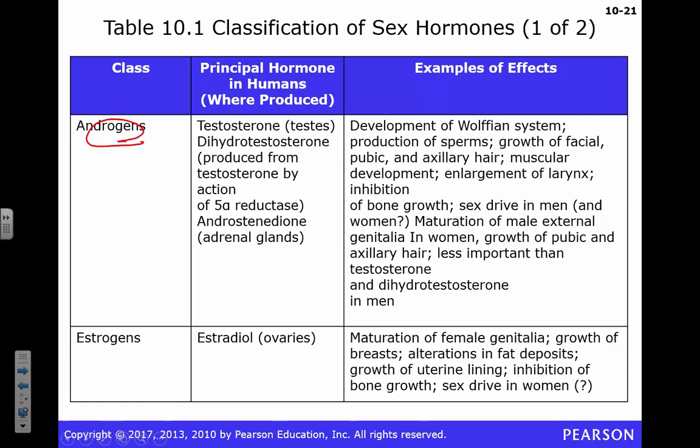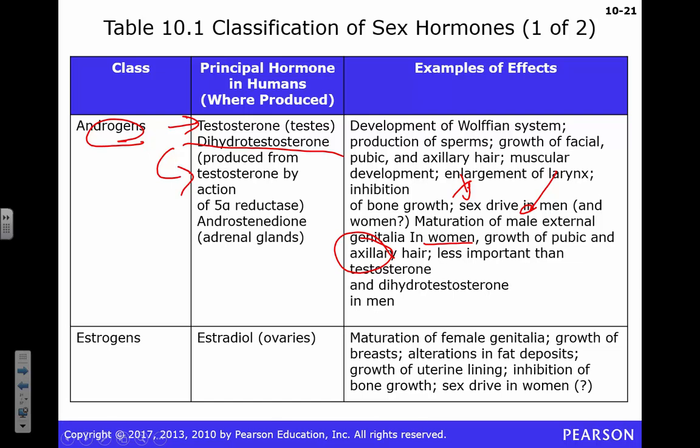There you go, some androgens. Again, mostly we're thinking testosterone. There's also dihydrotestosterone, but again, that's a derivative of testosterone. You get your maturation of your male external genitalia. It also causes, in women and men as well, pubic and axillary hair. Most of you know where the pubic hair is. Axillary hair is in your armpits, in case you wanted to know where that was. And there you go. We'll talk a little bit about sex drive and testosterone in men and women later. It's kind of an interesting story.